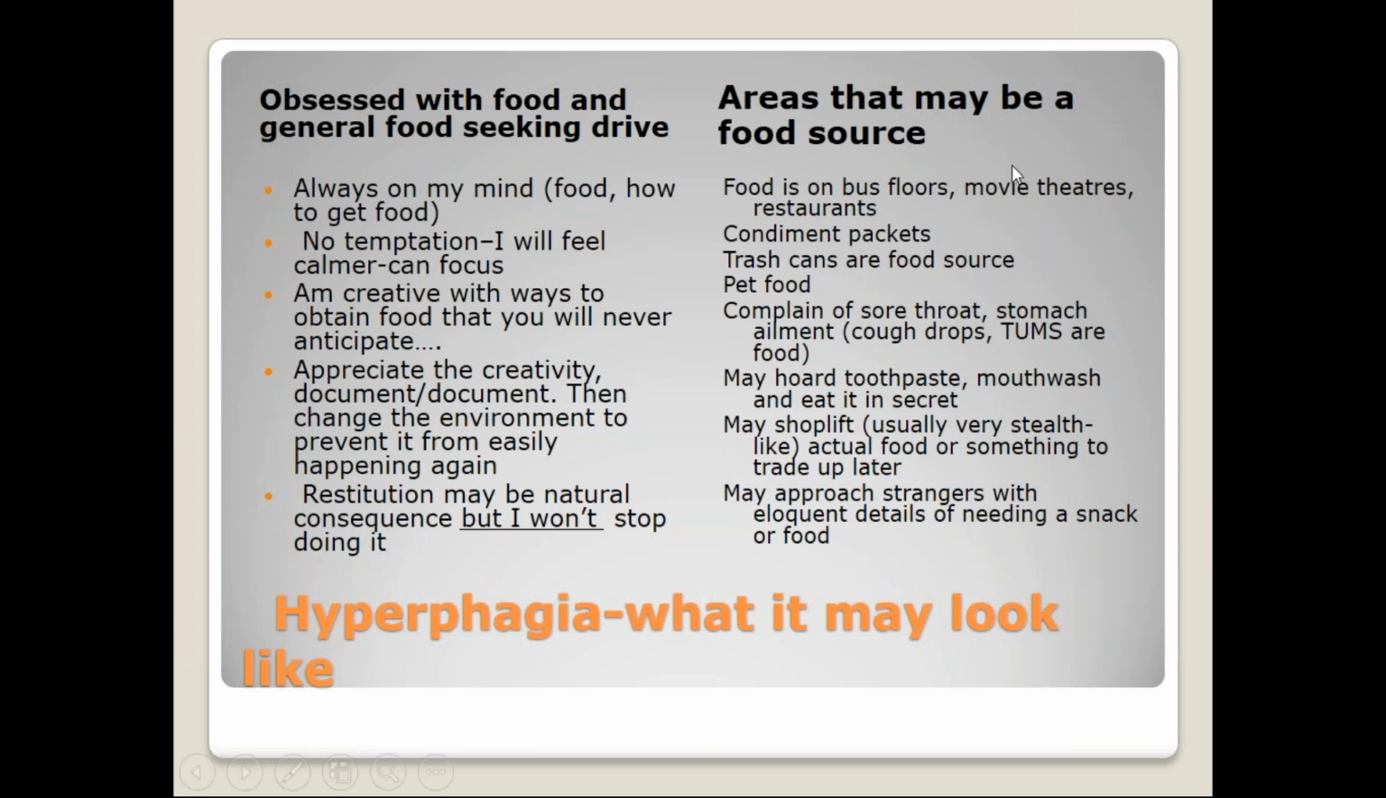Areas that you need to think about. Again, Dr. Goff in her book does a great job, BJ does a great job of saying, if a person's on a 1,000-calorie diet or 1,200, whatever it is, and they're still consistently gaining weight, there has to be a food source. So instead of interrogating, we're going to look at different things that you and I may not think of as food sources. Food's on the bus floor. Food's in movie theaters. Food's everywhere in restaurants, and I have a couple different ways to help with that a little bit later. Condiment packets.